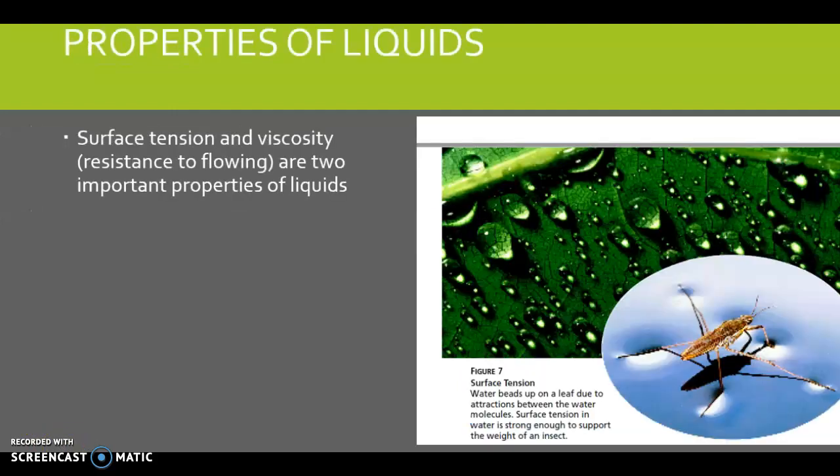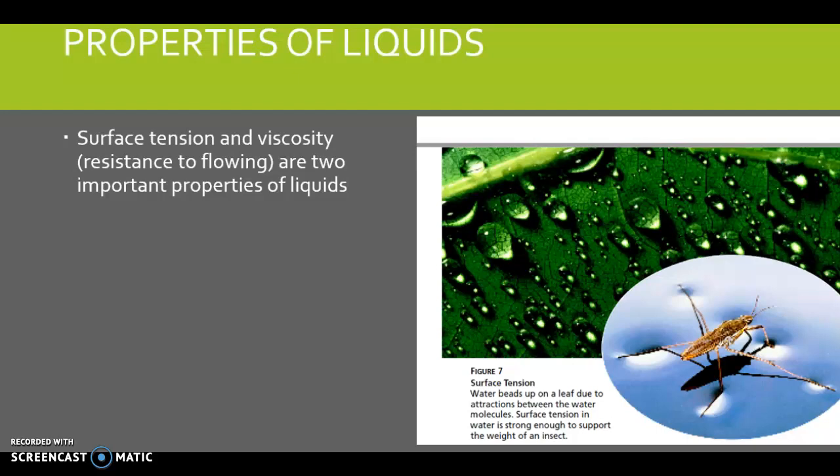There are also a couple different properties of liquids to talk about here, and two of them are surface tension and viscosity. We've talked about viscosity before, but that's resistance to flowing. There are thicker liquids and thinner liquids. Those that are thicker have a higher viscosity, and those that are thinner have a lower viscosity. Honey would have a pretty high viscosity because it's just a thicker liquid. Syrup has a high viscosity, especially if it's cold. Something like water would have a very low viscosity because it flows very easily.